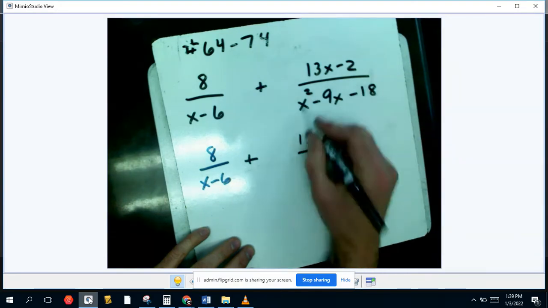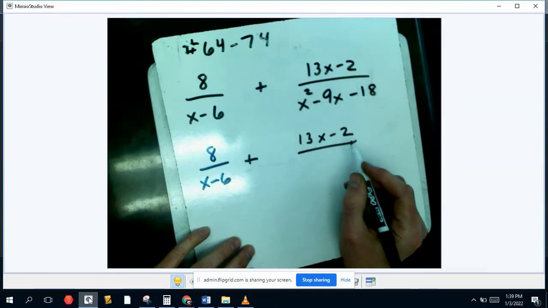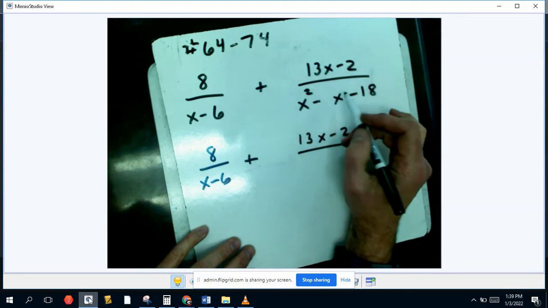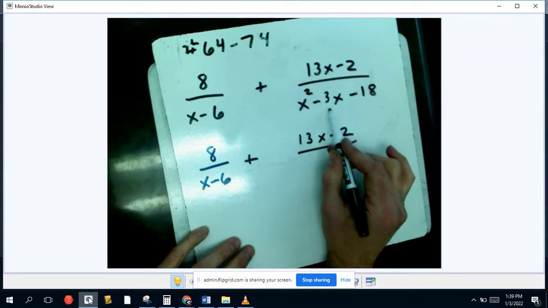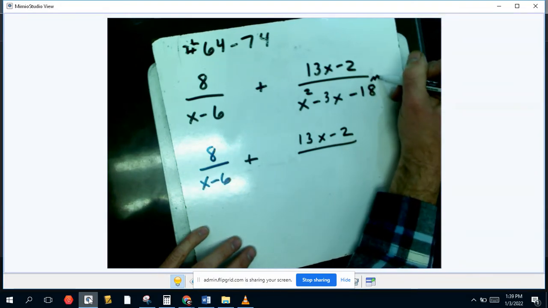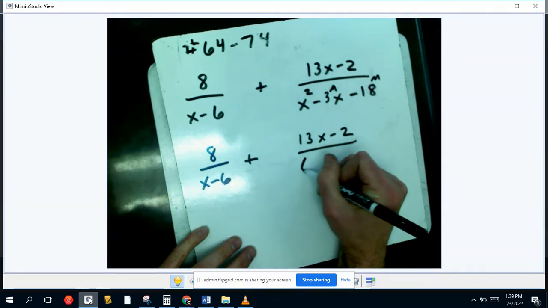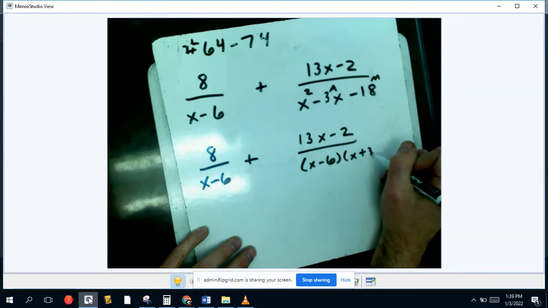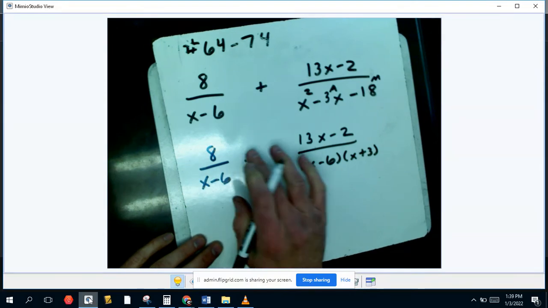Okay, so I'm going to factor this, and that's a typo, excuse me, that should be a 3 and not a 9. Okay, so that was a typo there. The factors of negative 18 that add to give you negative 3 would be x minus 6, x plus 3.